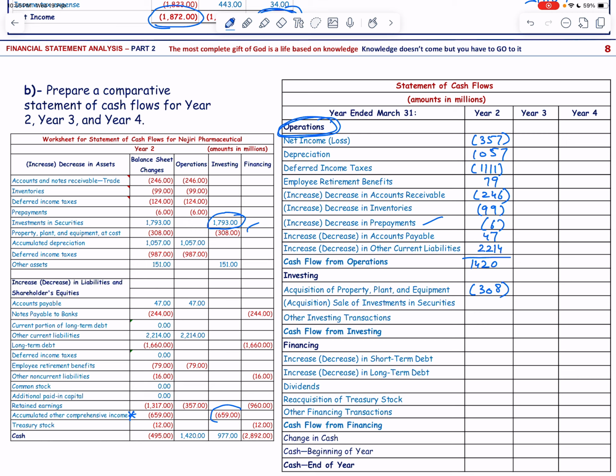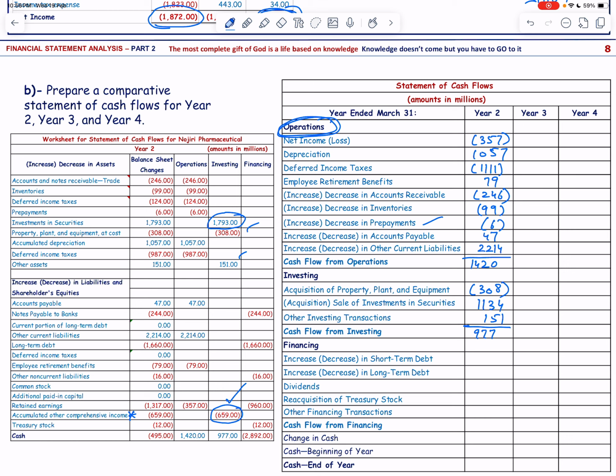So when you add them together, this will be 1134, because this is a negative value we have to subtract. Then we have the other financing, that is 151, and we are going to add this up again, and if you add this up, this will be 977. Okay.